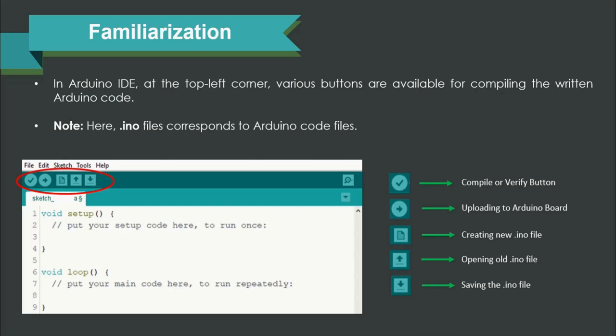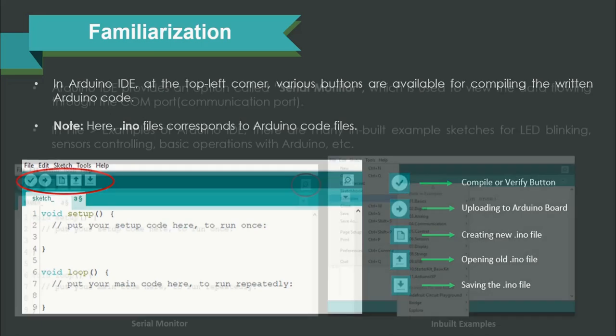The next icon is a document icon, where when you click it, you can create a new .ino file. There is an upward arrow button which can be clicked to open a previously created .ino file. The downward arrow button is used for saving the created INO file. It could be a new file or it could be after the changes. You can use it either way.